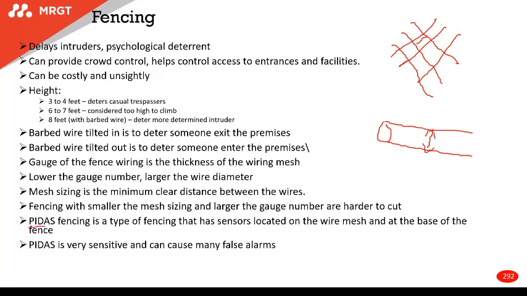There is another type called PIDAS fencing. PIDAS fencing is a fence in which there are detectors and sensors mounted on the fence wires. If somebody tries to break in, or if somebody tries to climb onto the fence, an alarm is generated, since it's sensed by the sensors mounted on those fences. This alarm goes to the response team, and the response team finds out that something is going on, and then they respond.